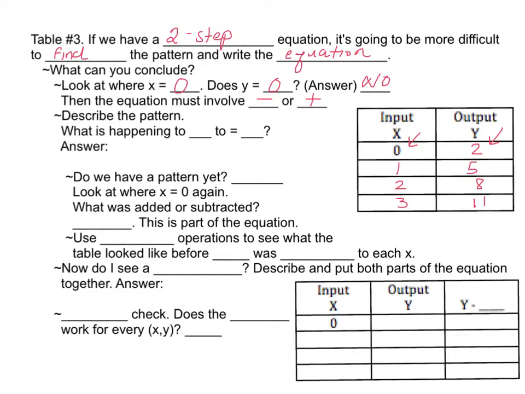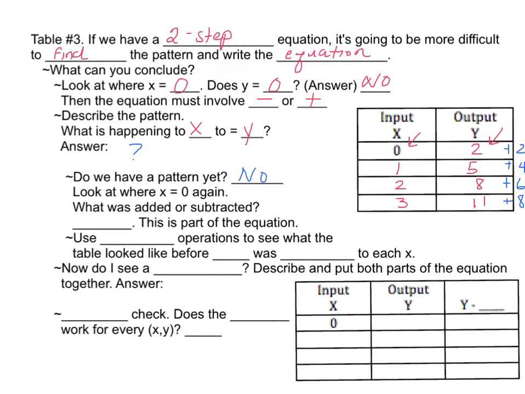So let's look at the pattern itself. What's happening to x to equal y? Well, let's see. To make 0 to 2, it looks like that is adding 2. 1 to 5 looks like they're adding 4. 2 to 8, we're adding 6, and 3 to 11, we're adding 8. So I don't know actually. I do not see a pattern yet.